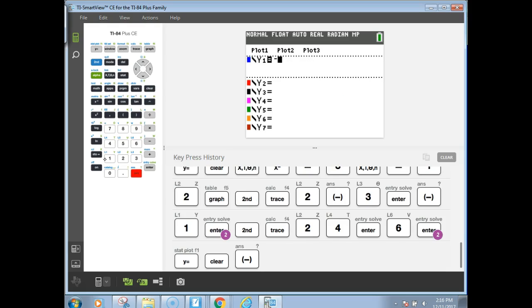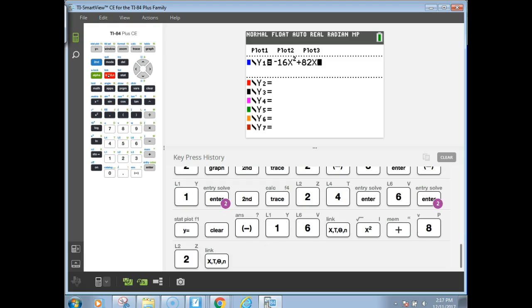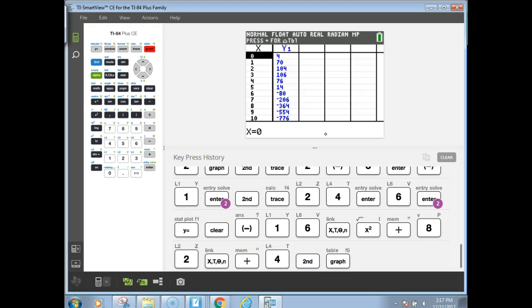Okay, so negative 16x squared. You have to replace the t's with x's, of course. Plus 82x. And then I forgot the height. Was it 4 feet? Plus 4. So that means his arm was at 4 feet when he whipped the bottle. Must have launched it from the side. Anyway, I don't really need the graph at all. I just need to go to the table and find out it was at 3, 4, and 5 seconds. 106, 76, 14.